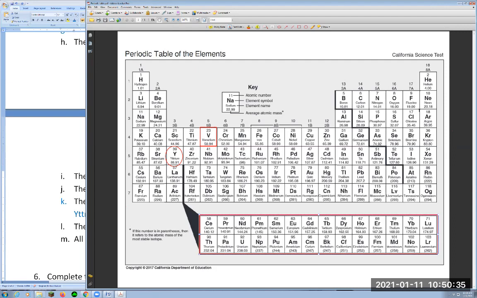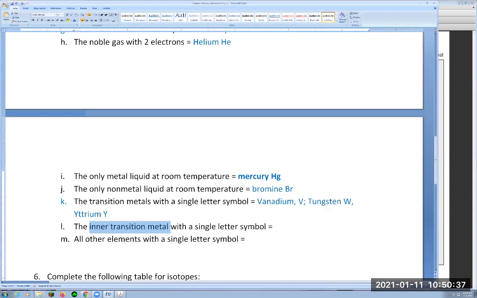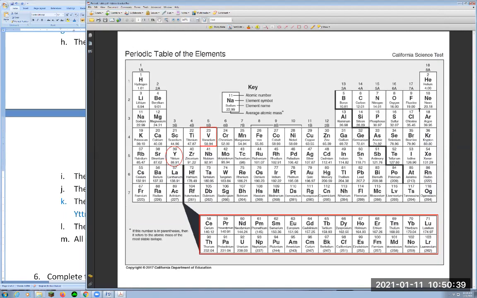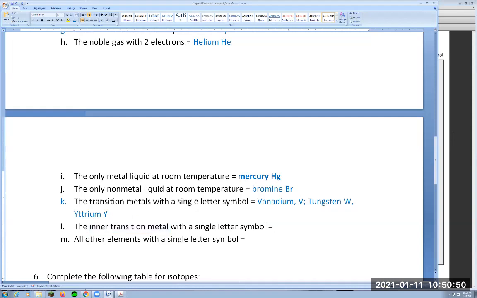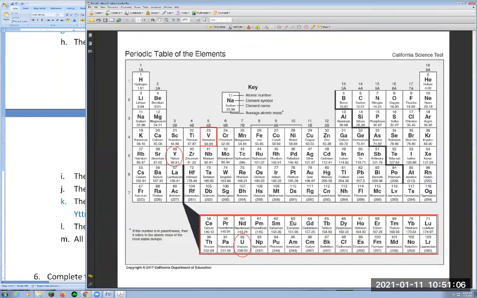And we are looking for the single letter symbols. Here, there is uranium, and that's the only one. Uranium with letter U. And then all other elements with a single letter symbol. So we already have vanadium, tungsten, yttrium, uranium. So we need all the others.